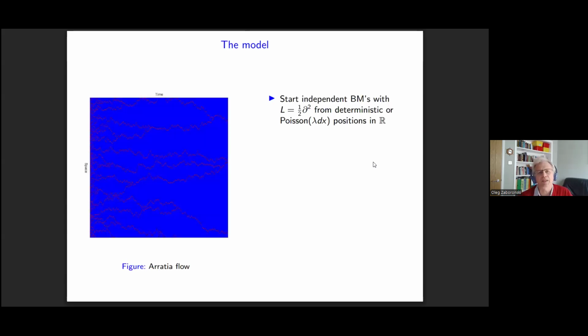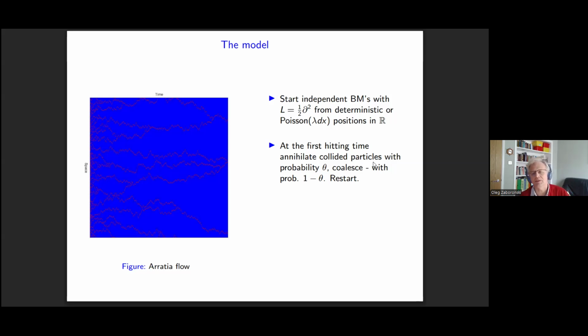Okay, so this is what I'm going to do. I hope red trajectories on blue are visible. I start independent Brownian motions from either deterministic or Poisson lambda positions on the real line. And I will wait until the first hitting time. Almost surely it will be a pair of particles. And then I will flip a coin, and with probability theta, I will annihilate these particles. I will remove them both from the system, or I will coalesce them with probability 1 minus theta, meaning that I merge two particles into one, and then I will restart.